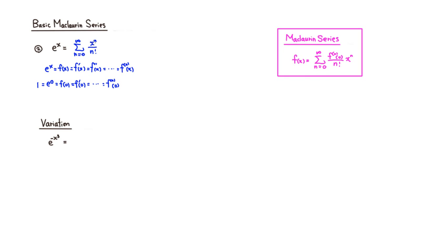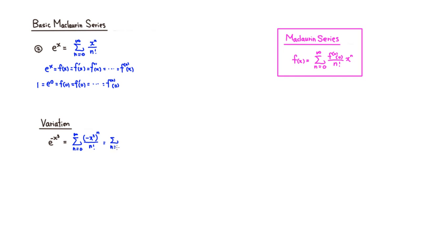And a simple variation of that, for example, you can find, say, e to the negative x cubed. All you have to do is replace x by negative x cubed. So you will get the summation, n goes from 0 to infinity. Then instead of x, I'm going to put negative x cubed and raise it to the n, divided by n factorial.